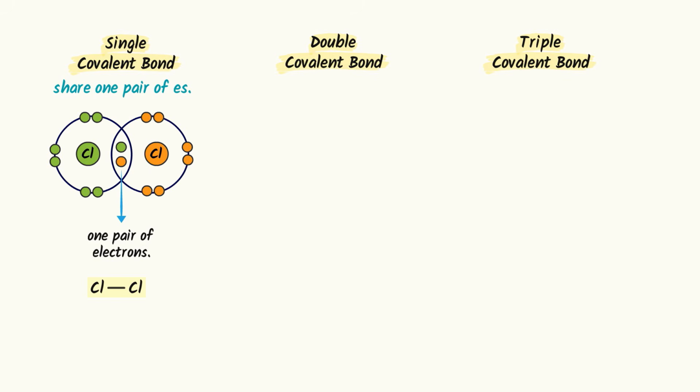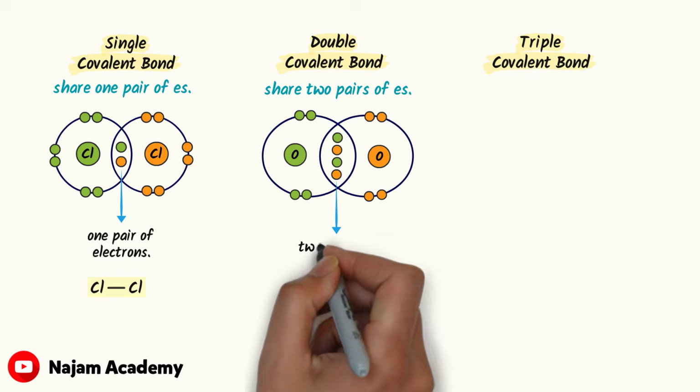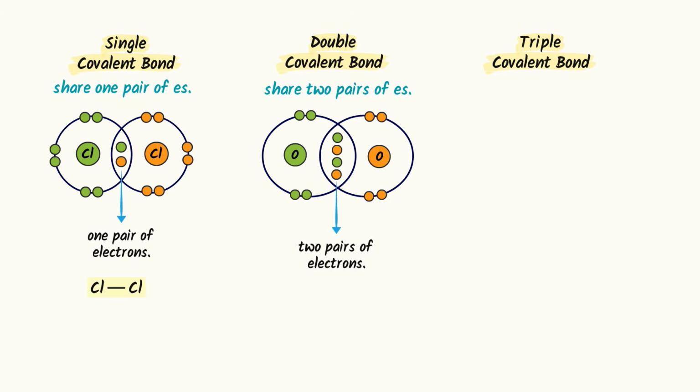Secondly, when two atoms share two pairs of electrons, they will form a double covalent bond. For example, consider oxygen molecule. Here, the two oxygen atoms share two pairs of electrons. So, oxygen molecule has a double covalent bond. Remember that a double covalent bond is represented by double lines.